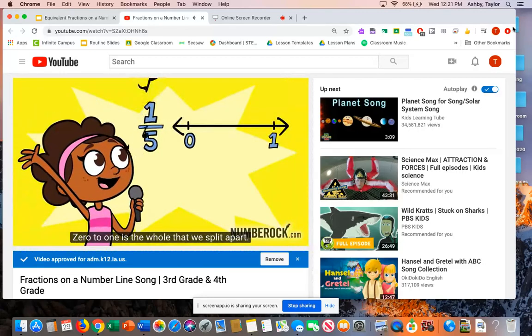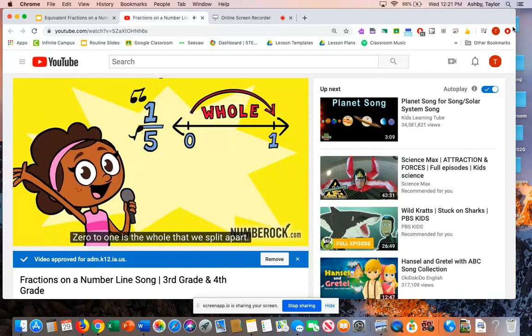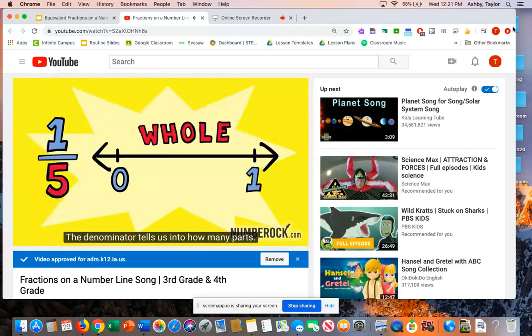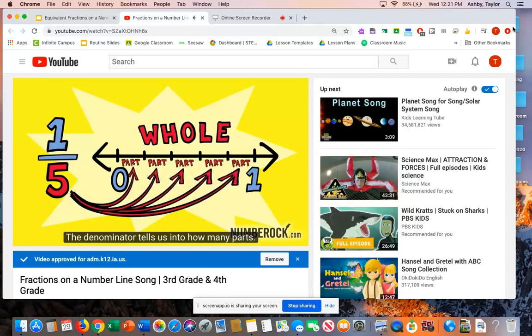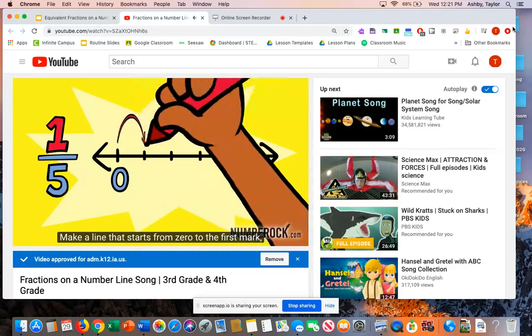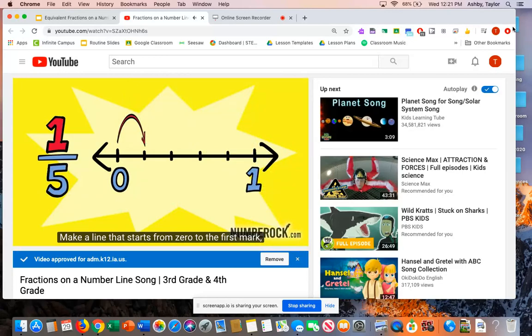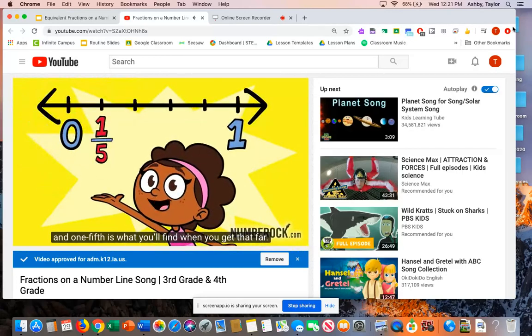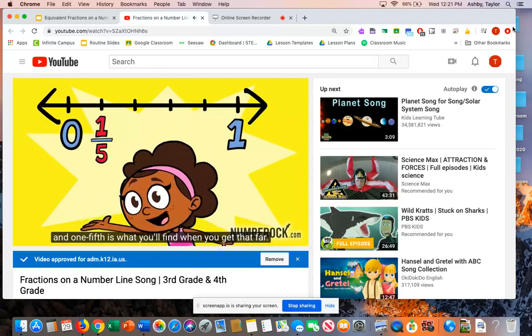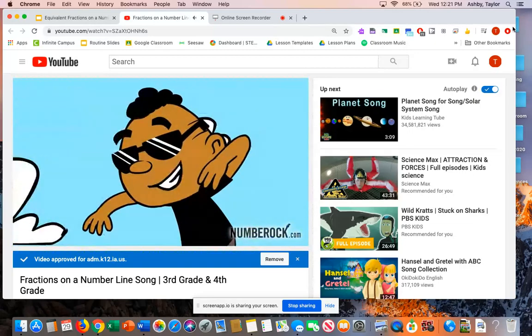0 to 1 is the whole that we split apart. The denominator tells us into how many parts. Make a line that starts from 0 to the first mark. And 1/5 is what you'll find when you get that far.